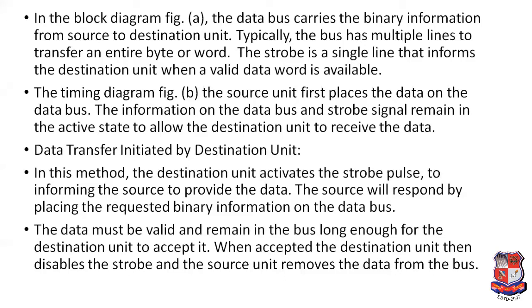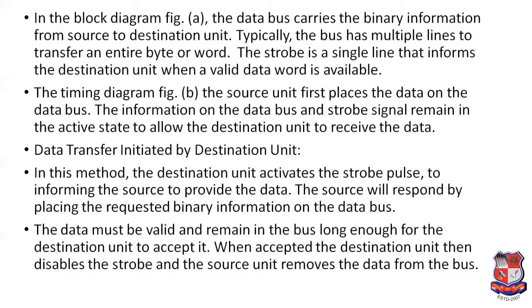The strobe is simply a single line that informs the destination unit when a valid data word is available for the data transmission. In the timing diagram of figure B, the source unit first places the data on the data bus. The information on the data bus and the strobe signal remain in the active state to allow the destination unit to receive the data. Here, the data transfer is initiated by the destination unit.